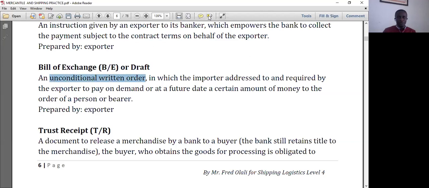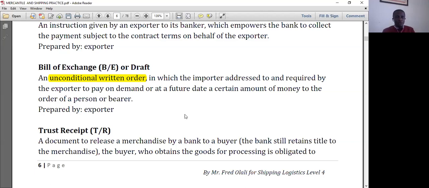Bill of exchange or draft is termed as an unconditional written order. Call it an unconditional written order, in which the importer is addressed to and is required by the exporter to pay on demand or at a future date a certain amount of money to order or to the bearer.